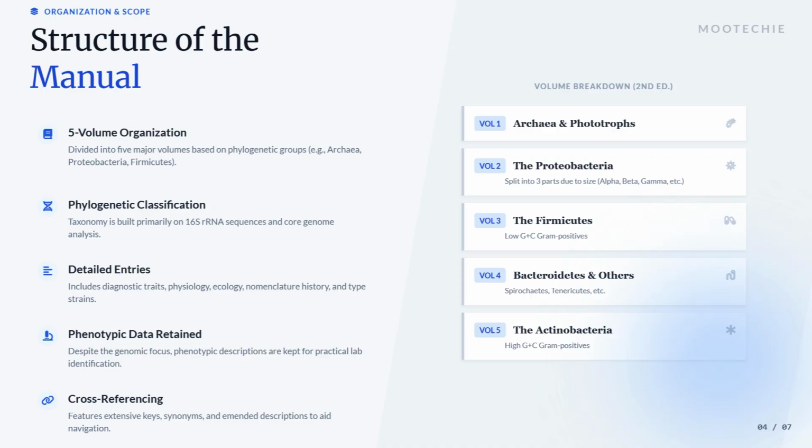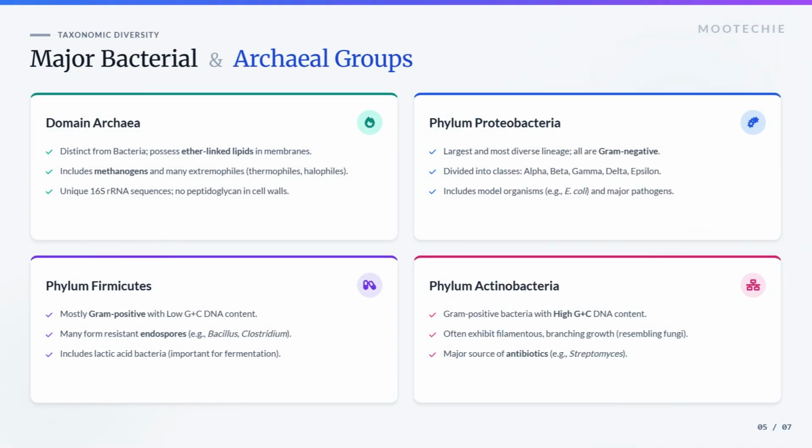The manual also features extensive cross-referencing with keys, synonyms, and amended descriptions to help users find information. The volumes are Volume 1, covering the archaea and phototrophs; Volume 2, covering the Proteobacteria, which is so large it split into parts like alpha, beta, and gamma; Volume 3, covering the Firmicutes, which are low G plus C gram-positive bacteria; Volume 4 covering groups like the Bacteroidetes, Spirochetes, and Tenericutes, and Volume 5 covering the Actinobacteria, which are high G plus C gram-positive bacteria. Now, let's discuss some of the major bacterial and archaeal groups covered.